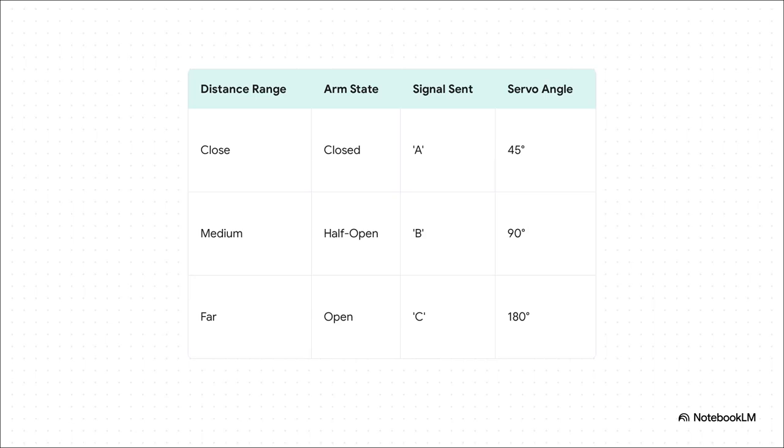And the logic is super straightforward. If the distance between your wrist and shoulder is small, you're holding your arm in, the system sends an A signal and the motor moves to 45 degrees. A medium distance sends a B for 90 degrees. And if you stretch your arm all the way out, it sends a C, and the arm opens all the way to 180 degrees. So your continuous movement gets translated into 3 distinct physical actions.